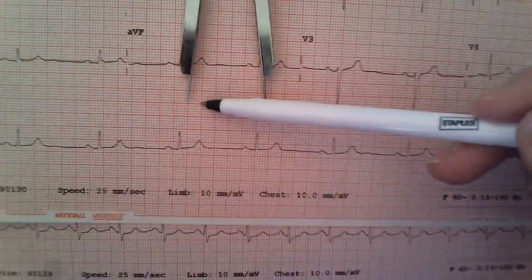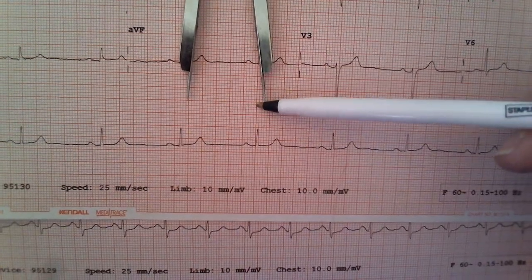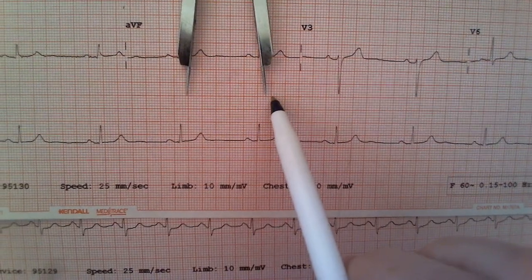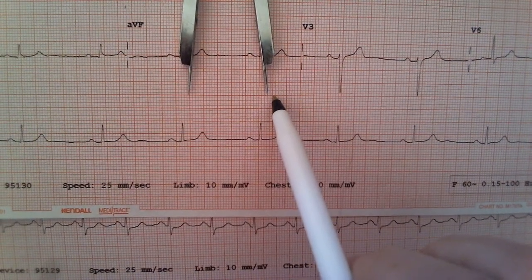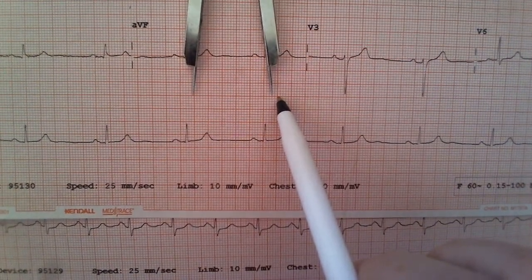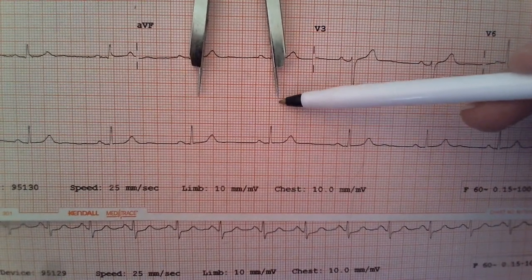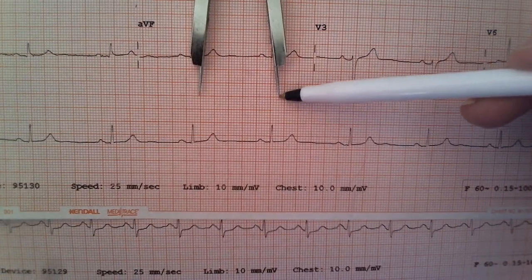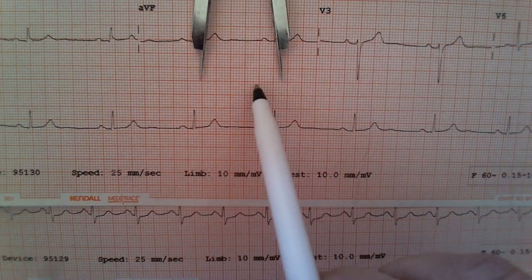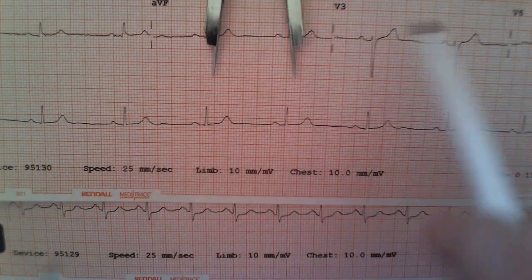First box, 300, 150, 100, 75, 60. It's slower than 60. Go down to 50. The difference between 60 and 50 is 10. Divided by 5, each box is worth 2. So 52, 54, and we're right on that line there, so 54. So again, 300, 150, 100, 75, 60, 50, 52, 54. So that's our rate.